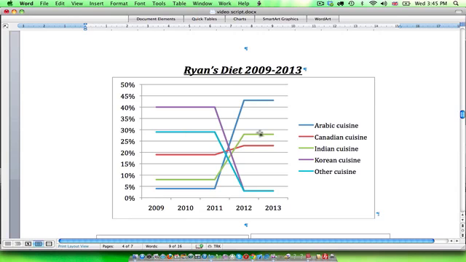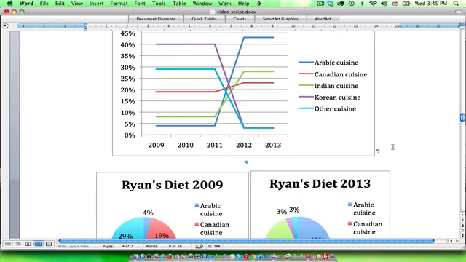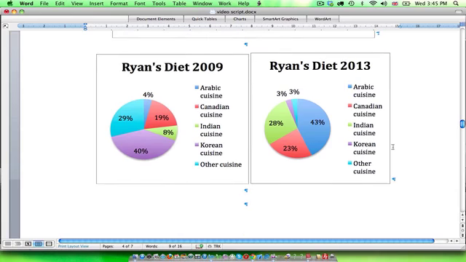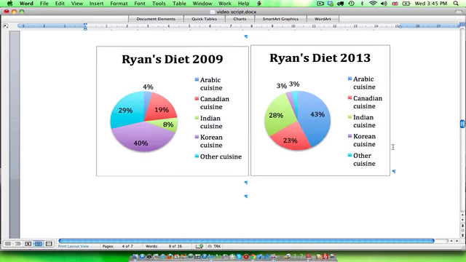So one data source, 5 data trends, and each of these trends has minor and minute details that need to be described. Here we have the same information shown in two data sources. So these two pie charts show the difference in my diet between 2009 and 2013.